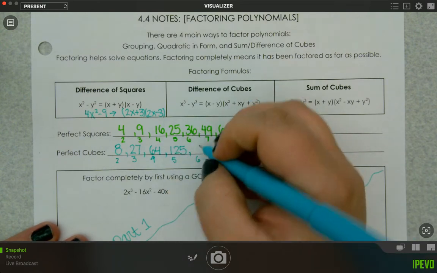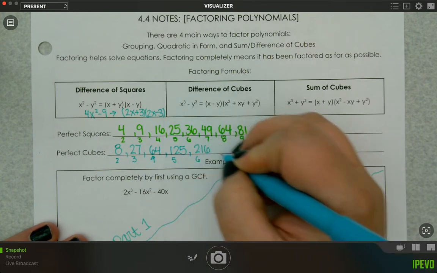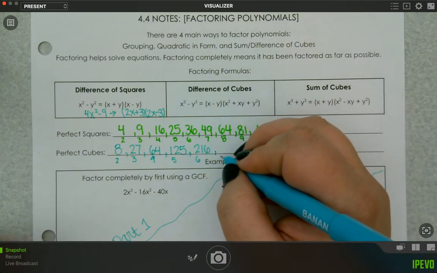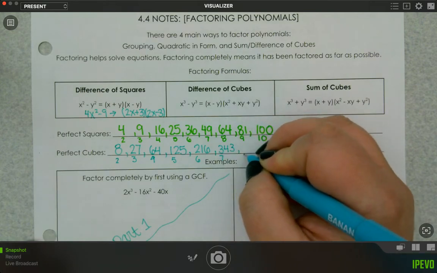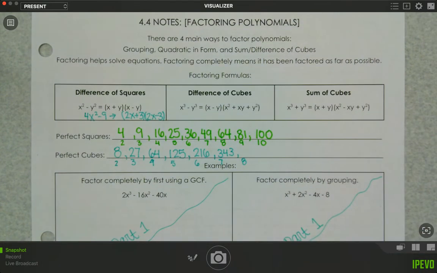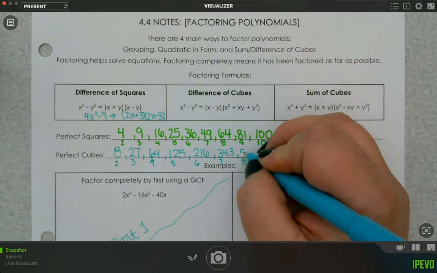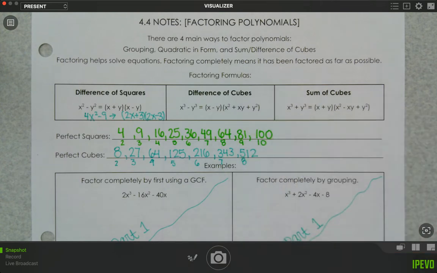And then we started getting into some higher numbers. 6 cubed is 216. 7 cubed is 343. And 8 cubed, I'm going to have to do again on my calculator because I don't remember that one, is 512. So part of the reason we're listing these is because I don't think you'll remember what all of the perfect cubes are, and that's fine with me.